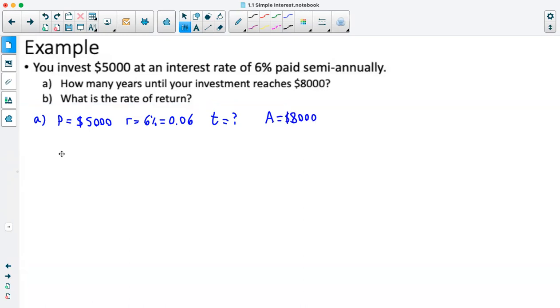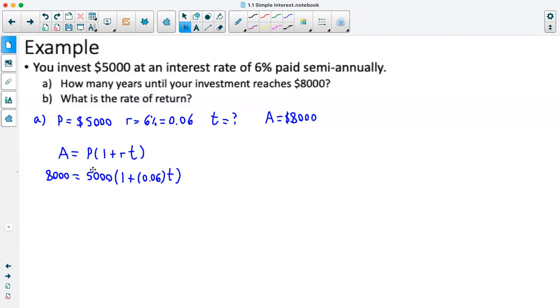So we'll start by writing out that formula that we just came up with on the previous example. So we've got A is equal to P times 1 plus RT. We'll substitute our values in and then gradually rearrange to get time on its own. So we have 8,000 is equal to 5,000 times 1 plus 0.06 times our time. And now we're going to gradually rearrange to get T on its own.